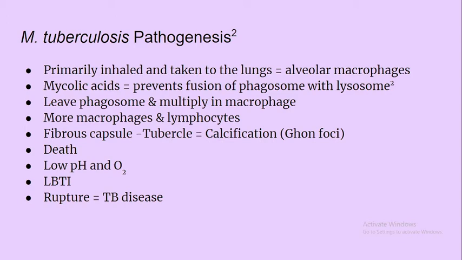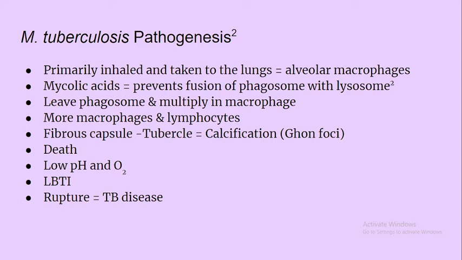And during this, more macrophages and more lymphocytes go to the site. And at that site, even though they're trying to help, they almost don't in a way, because since there's more macrophages coming, it also gives the M. tuberculosis more macrophages to basically multiply in.